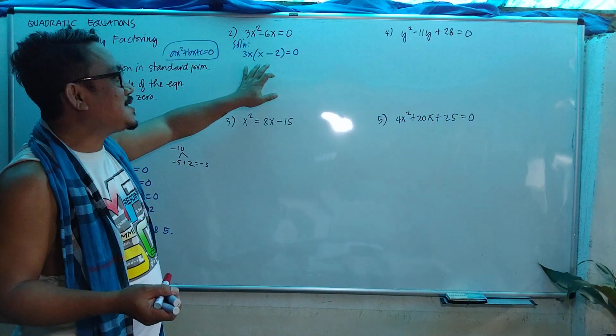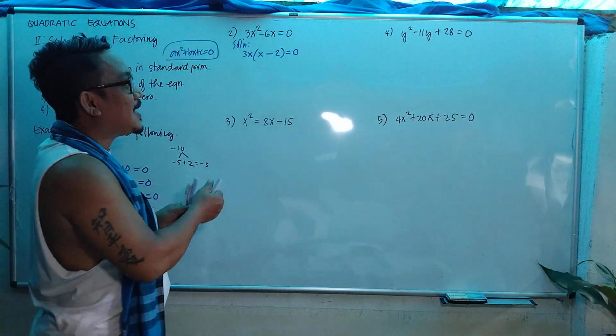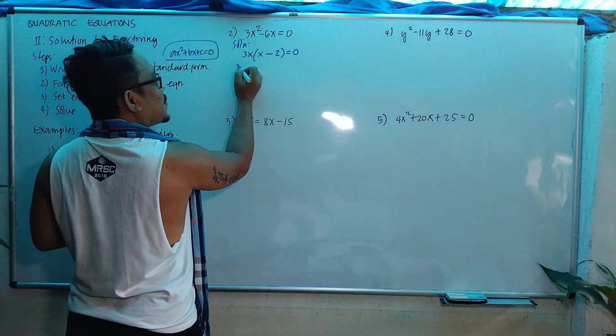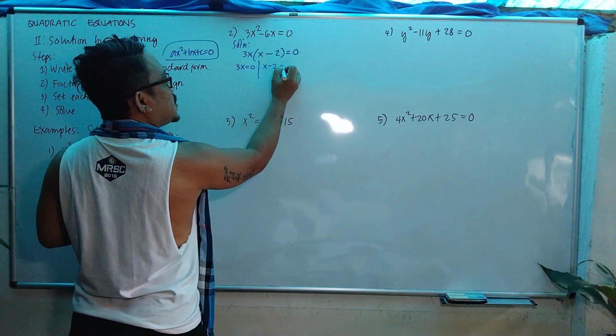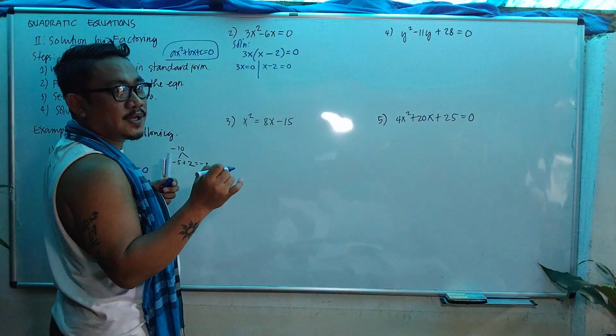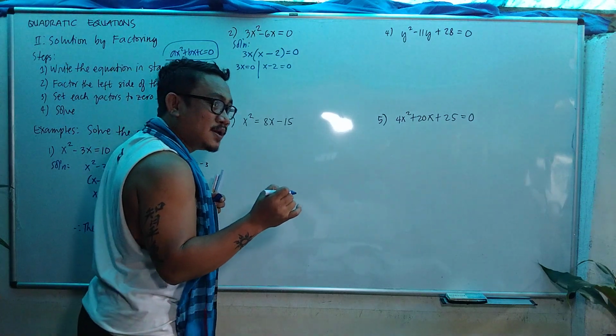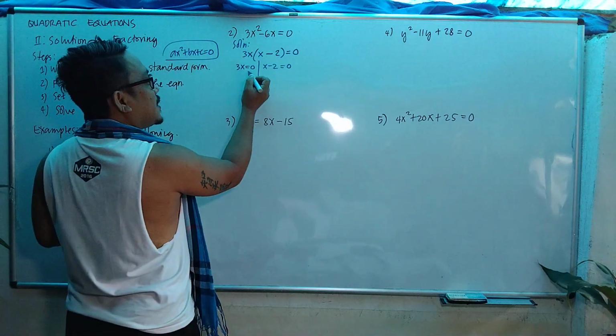Okay? So, what's next? Nakuha naman nato yung factors. I-set that to each factor to 0. So, 3x is equal to 0. And x minus 2 is equal to 0. Na-set na nato each factor to 0. Then, we solve for the variable x.